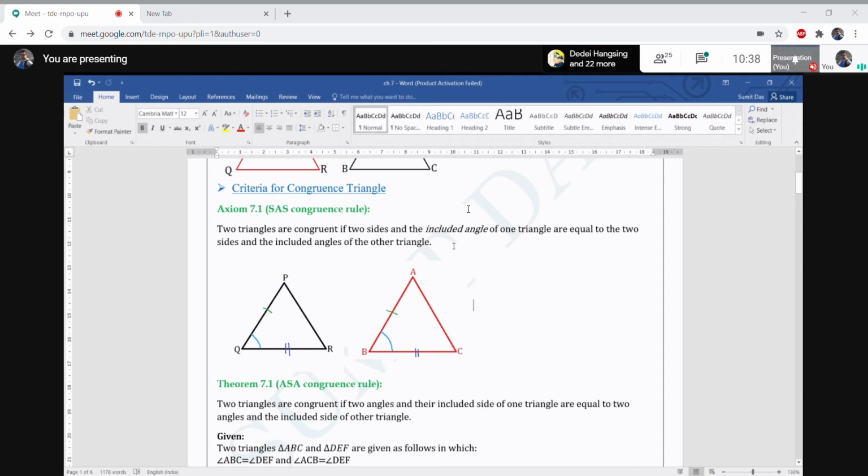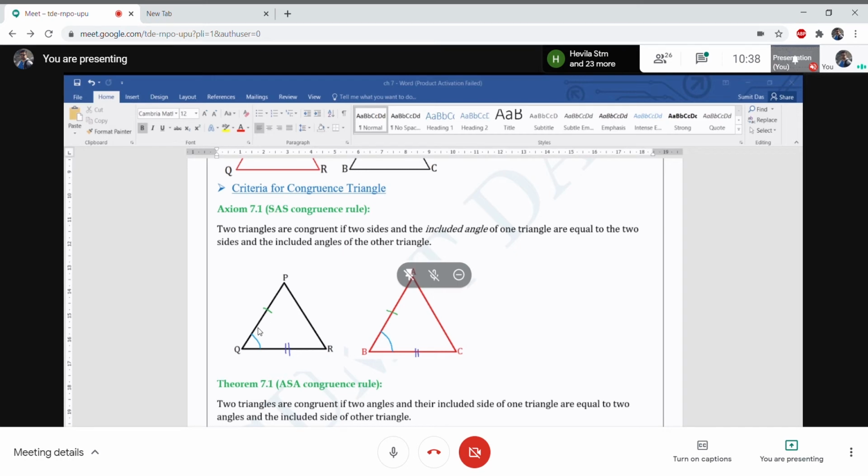Included means, suppose PQ and QR are two sides. You can see PQ marked in green, and QR marked with a double blue line. They are equal to AB and BC: PQ equals AB, marked in green, and QR equals BC, marked with a double blue line. And this angle, the included angle, marked in blue, has to be equal too.